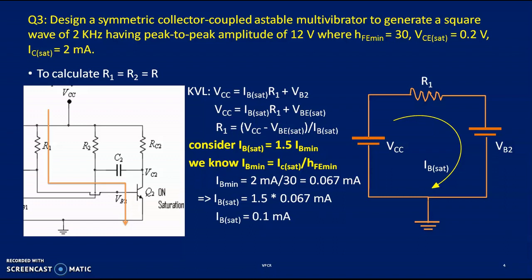So now you can substitute this value in the above equation, so that you will be getting R1 and R2 equal to 113 kilo ohm. Please consider the units. You have volts by milliamps. That means you will be getting kilo ohms. So now we got R1 equal to R2 equal to R value, that is 113 kilo ohms.